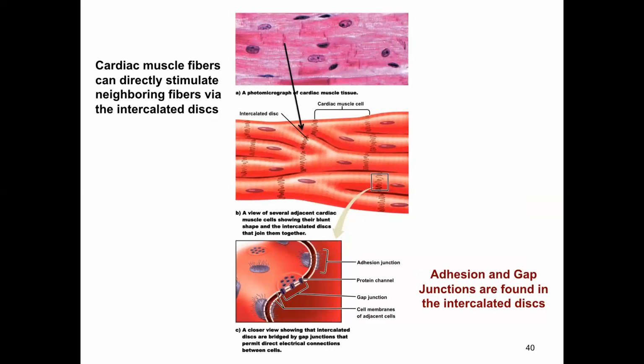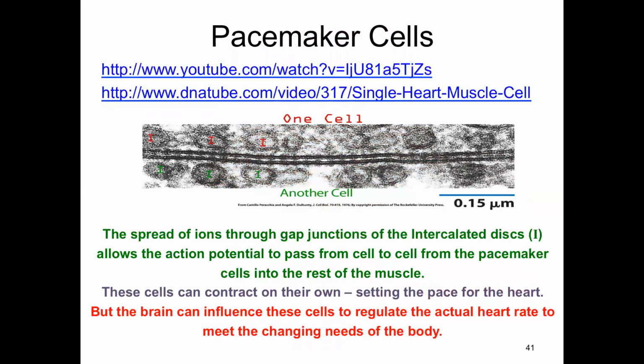So intercalated discs have adhesion junctions and gap junctions, all right? And that is only in cardiac muscle fibers, these intercalated discs. Now, some of these cardiac muscle cells are called pacemaker cells, all right? So what they do is they set the rhythm. And I showed this video in class where you can see these cells contracting all on their own, all right?